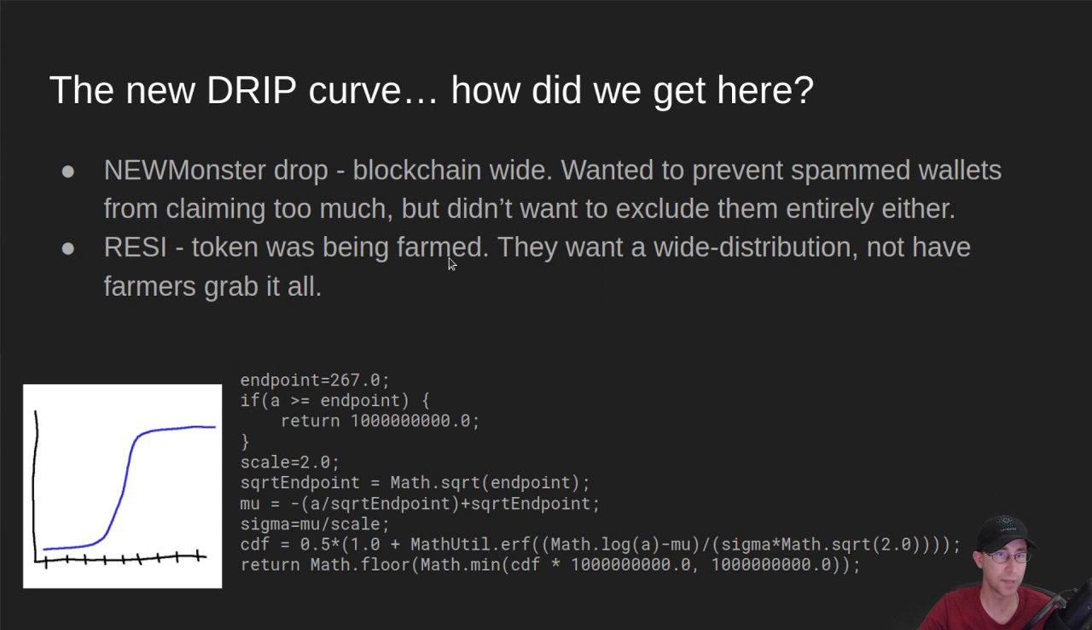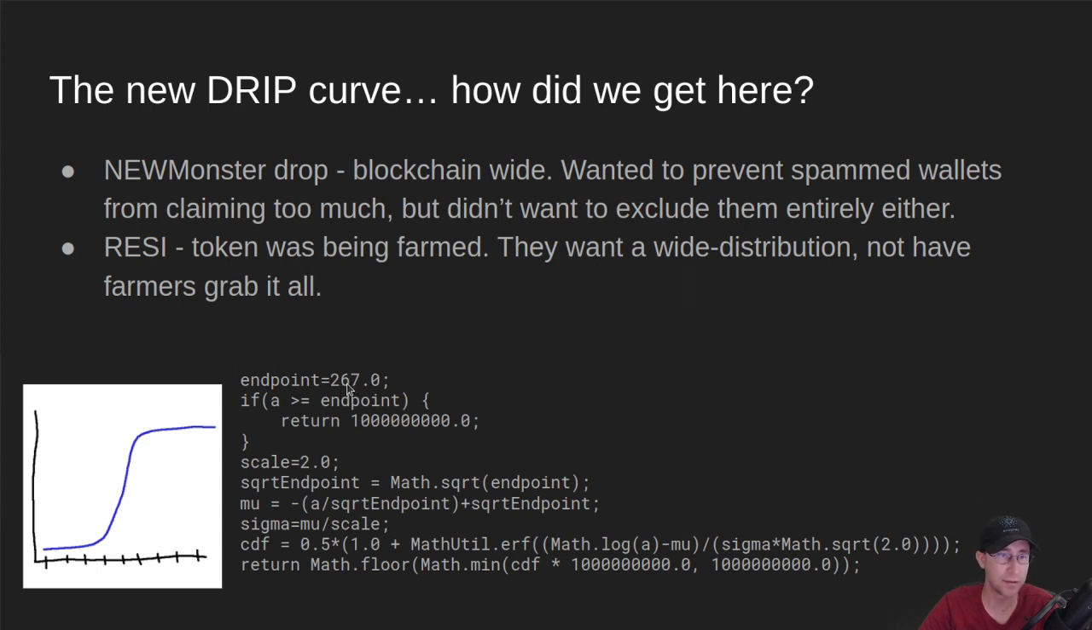This token was being pretty heavily farmed, and they wanted to do more of a wide distribution instead of a lot of tiny wallets collecting it all and having farmers grab it all. They wanted to make sure their token got far and wide, but not collected by a few individuals controlling many, many wallets. So how it works is there are two variables that go into it: an endpoint and a scale number. The endpoint determines at what rate the transition happens.